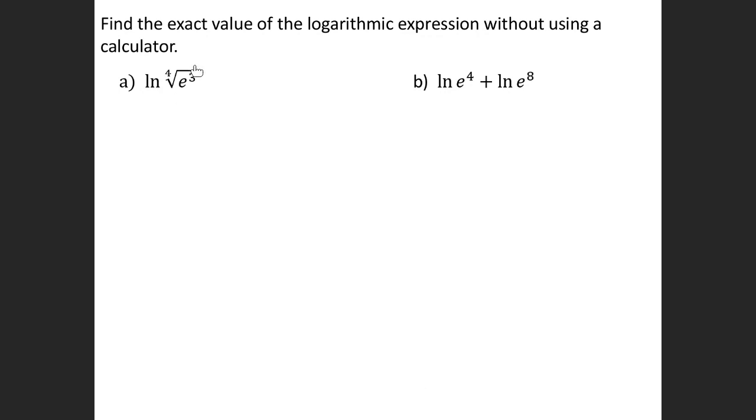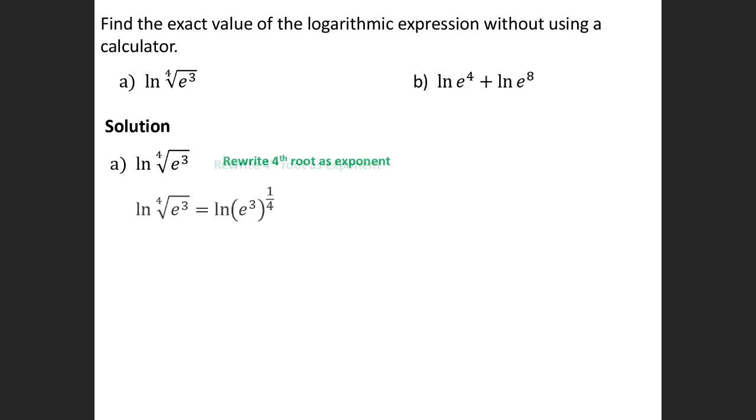So we have natural log of the fourth root of e cubed. So as you see a root, then it's better to write it as an exponent. So we're going to rewrite this fourth root as an exponent fraction. So we have e cubed to the 1/4. Then since we have an exponent, we can use the power rule. Or let's simplify first. So e cubed times 1/4. 3 times 1/4 is going to be 3/4.